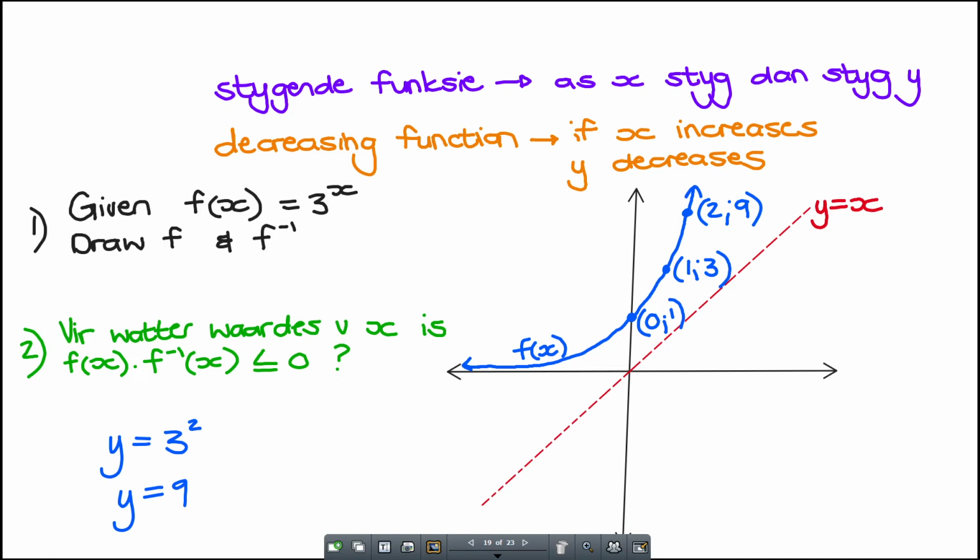Okay. Good. Now, listen. Next up, I want you to get the inverse of f(x). Nou onthou, sonder om enige berekeninge te gaan doen. We can go from that f(x) graph, and all we do is switch the two around. Want dis inverse. Okay, so go draw inverse of f(x), please. Gaan teken vir my die inverse.